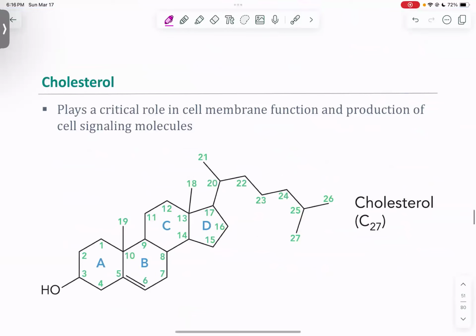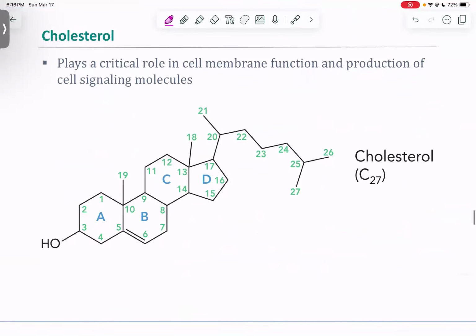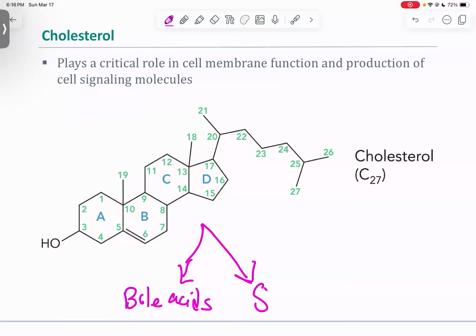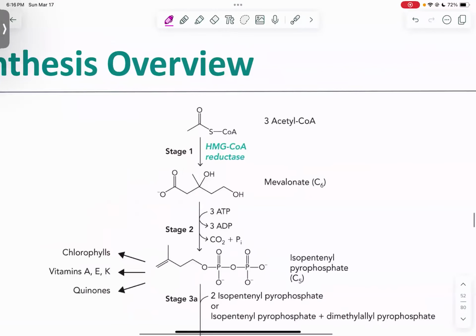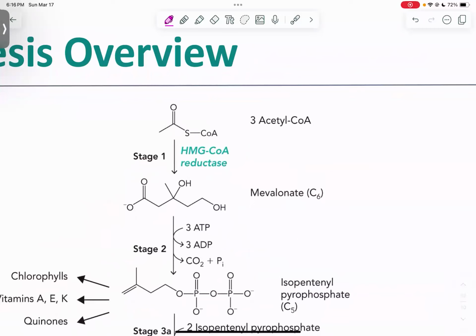All right, so cholesterol, super important. You should know the base structure. You should know that we can take that cholesterol and turn it into some different things. We could turn it into bile acids. We can turn it into steroids, right? We could do all kinds of different things with our cholesterol. So if we look at our overview, we're going to take 3 acetyl-CoAs, and take them through stage 1, which is HMG-CoA reductase dependent, and we're going to turn that into mevalonate.